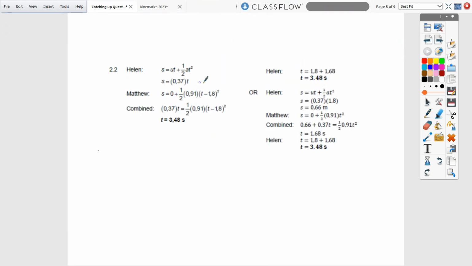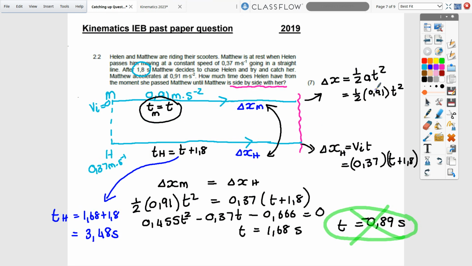We will mark right. So you will see that in the memo here, they actually said, okay, Matthew's time is t minus 1.8. And for Helen, they made the time t. Doesn't matter, because now when I work out the time, it is Helen's time. So that's fine, because that's what we wanted, the 3.48 seconds. And you'll see that it's exactly the same as the answer that we got. I just kept my math a little bit more simple.